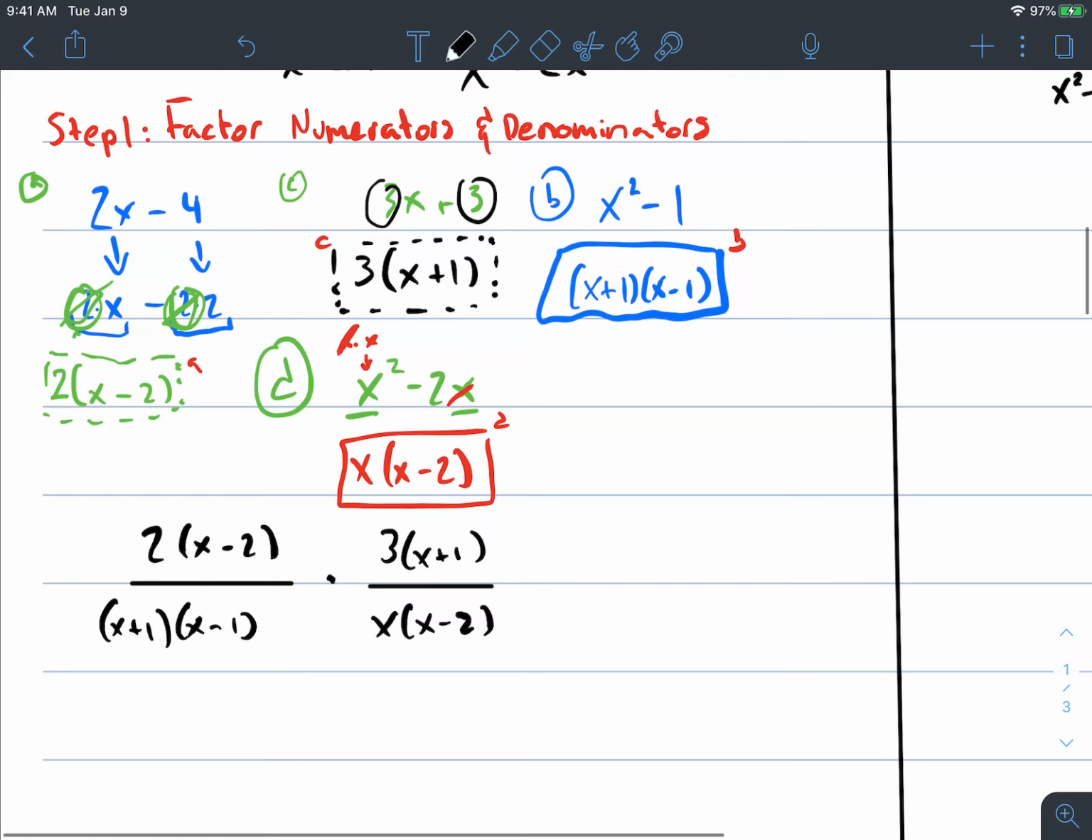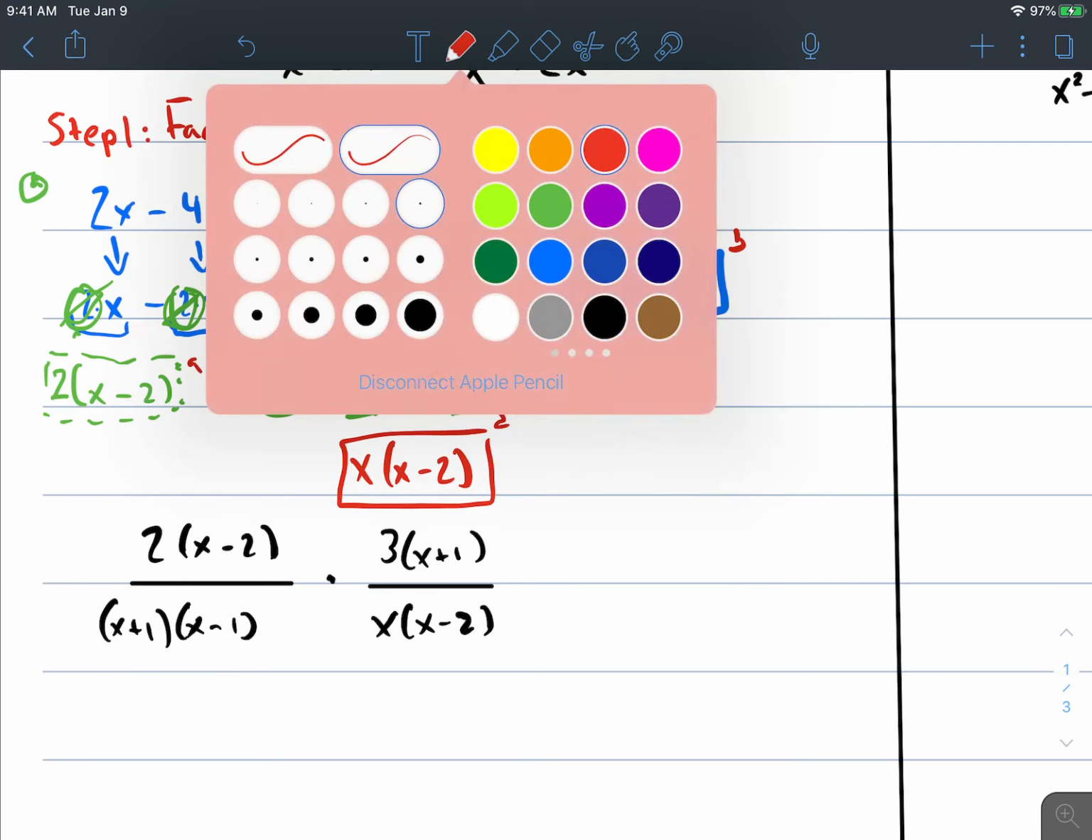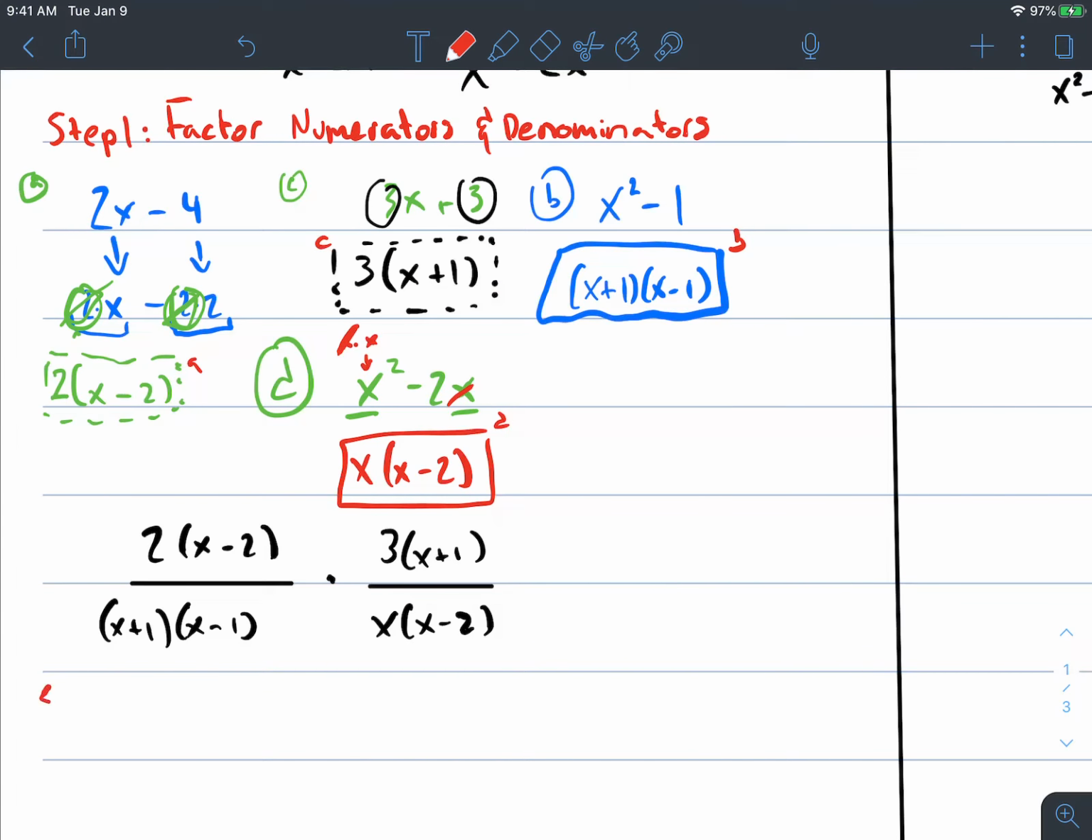All right, so step 2 is divide out common factors.